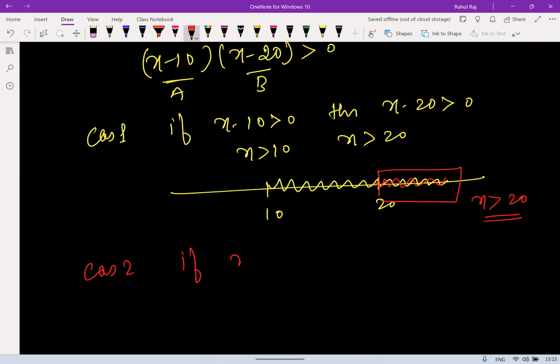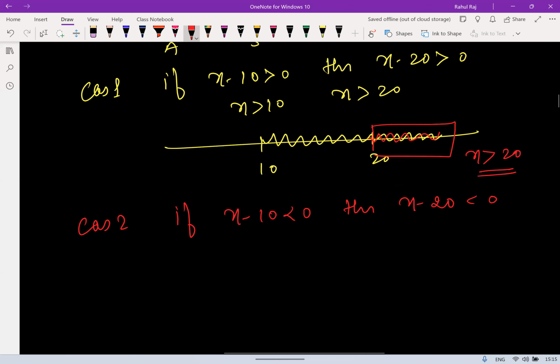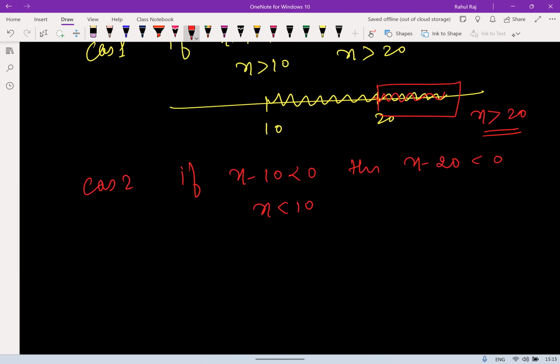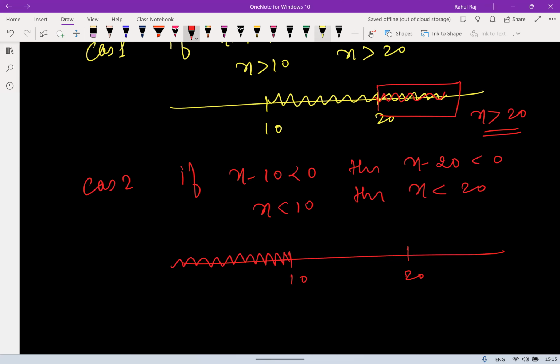Simple, straightforward logic. What is case 2? That if x minus 10 is less than 0, then x minus 20 is also less than 0. Because there are two cases. AB greater than 0 means what? Either a is positive and b is positive, or a is negative and b is negative. So in this case, x minus 10 is less than 0. X minus 20 has to be less than 0. So if x is less than 10, then x should be less than 20. Simple, straightforward logic. Imagine this is 10 and this is 20 over here. X is less than 10. Can I say this? Am I right? And it says x is less than 20.